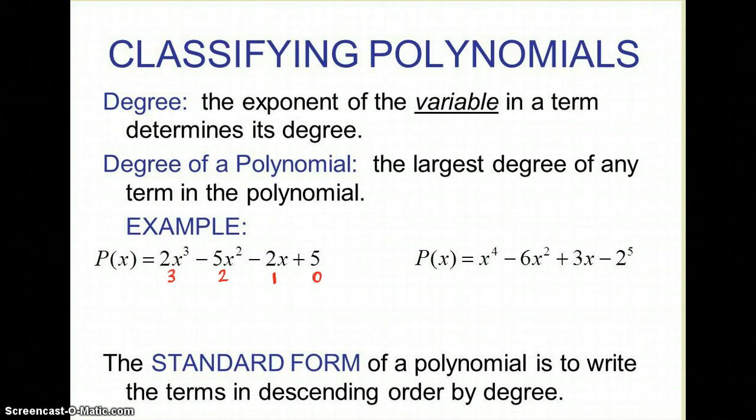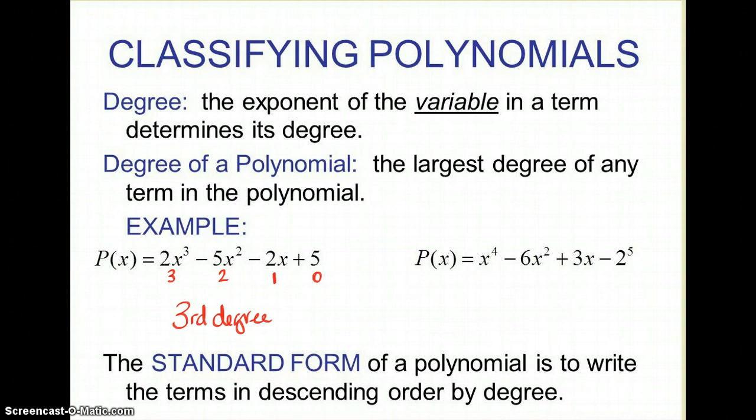So according to the degree of a polynomial, I'm going to take the largest degree of any of the terms. Out of the degrees that I have here for each term, the largest degree I have is 3. So according to this, I would say that this polynomial is a third degree polynomial.